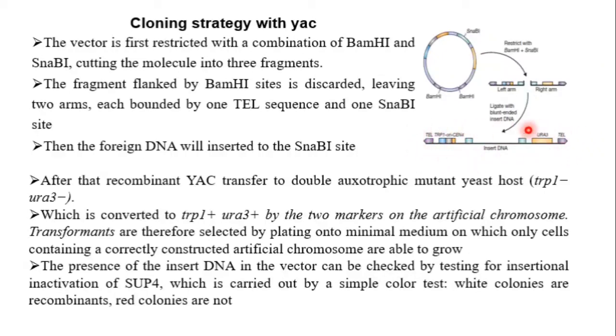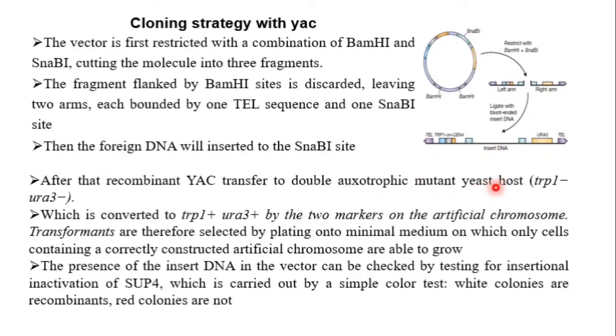We'll insert this recombinant DNA into the double auxotrophic mutant yeast host cell. We'll transfer this recombinant YAC into the double auxotrophic mutant yeast host. Double auxotrophic means that the host cell does not contain the TRP1 gene and the URA3 gene. That host cell cannot synthesize tryptophan and pyrimidine. So we transform this recombinant DNA into the double auxotrophic mutant host.